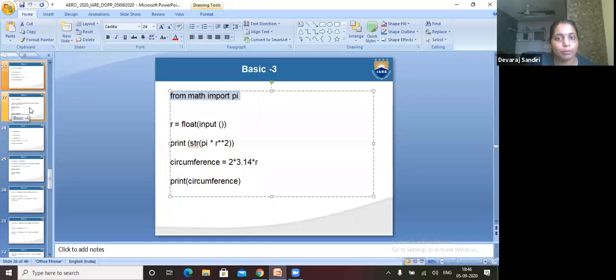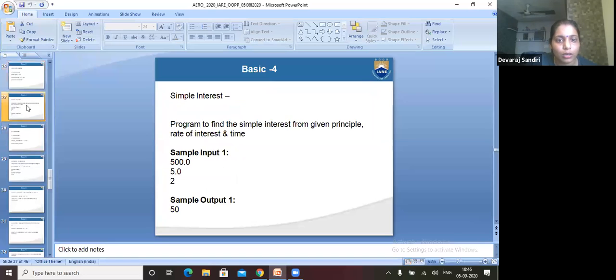Now what is our simple interest? Program to find a simple interest from a given principal, rate of interest and time. Principal they given means total amount. What is the rate of our interest? What is the time period in a year?